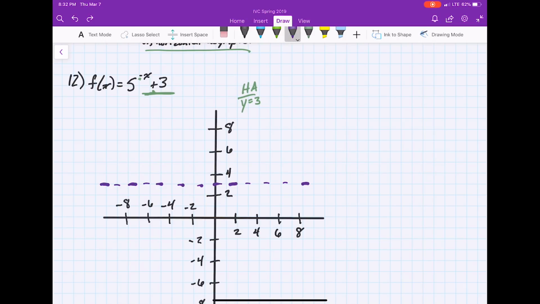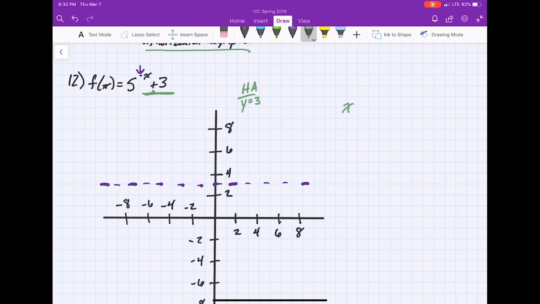All right. So this is what our graph would look like. However, we still have this negative exponent bit here, so we know that means it's going to reflect over the y-axis. So we're going to have some sort of line, something like this. That's what we suspect we should have. But let's test it out.